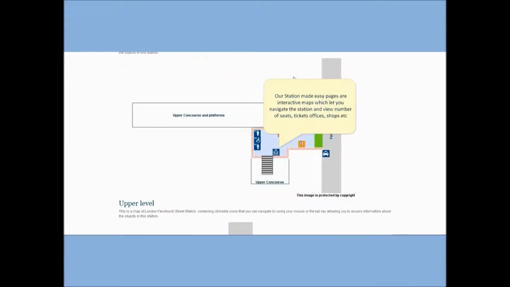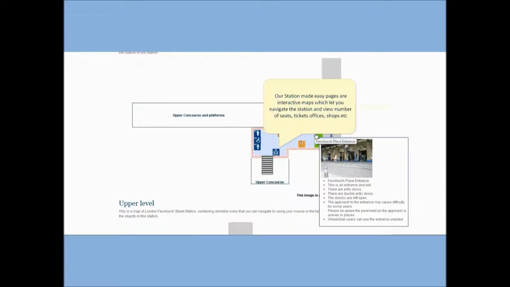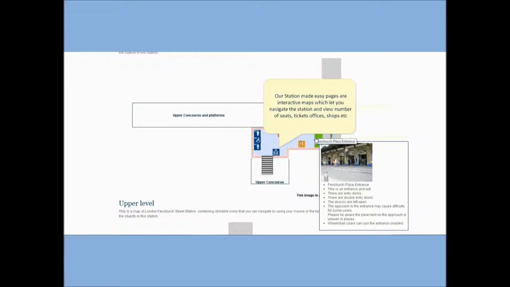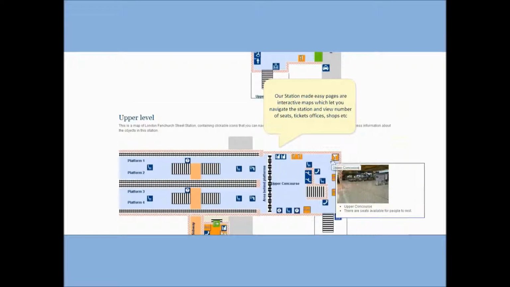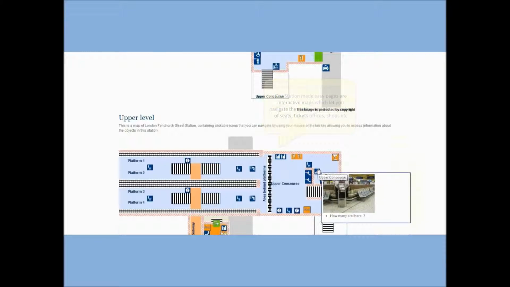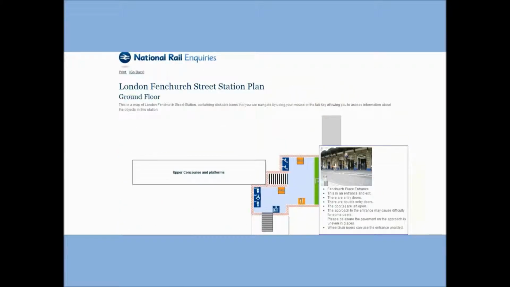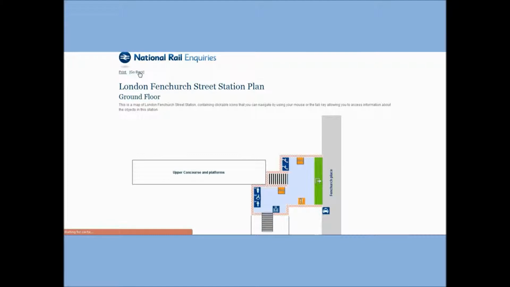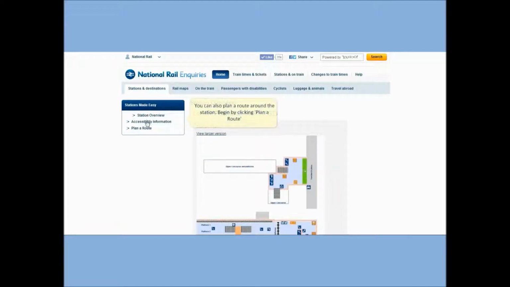Our Stations Made Easy pages are interactive maps which let you navigate the station and view number of seats, ticket offices and shops. You can also plan a route around the station. Begin by clicking Plan a Route.